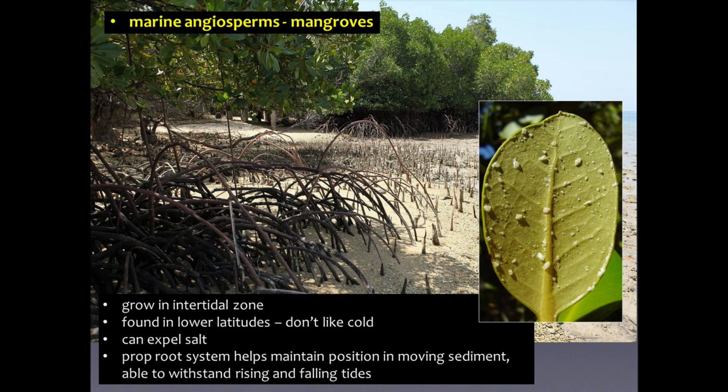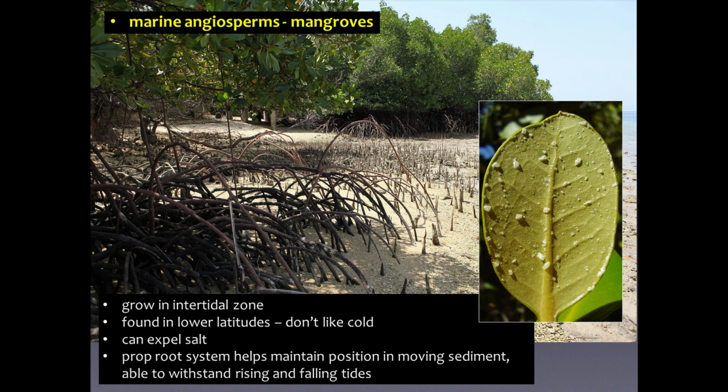Once again, they don't like the cold. We find them at lower latitudes in the tropics and subtropics. A unique thing about mangroves is they can expel salt. So we see a picture in the inset here of a mangrove leaf, and you can see little salt crystals. It's basically almost, in a sense, sweated out.